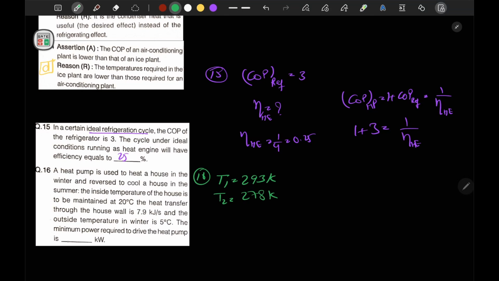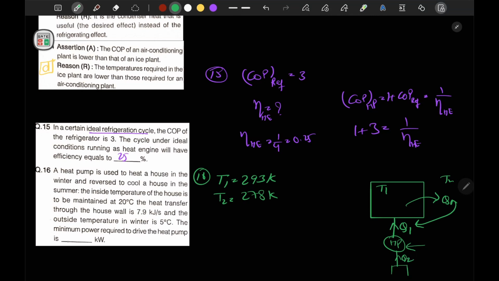Say this is our room. Our room is to be maintained at T1, with the outside temperature at T2. We have been given that this amount of heat Q is exiting from the house continuously. So if we attach a heat pump to the room, we have to supply the same amount of heat here also. Only then can the room be maintained at the same temperature. I hope you understood this point.